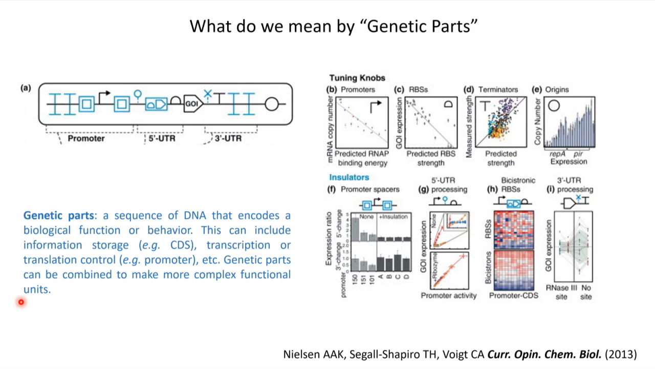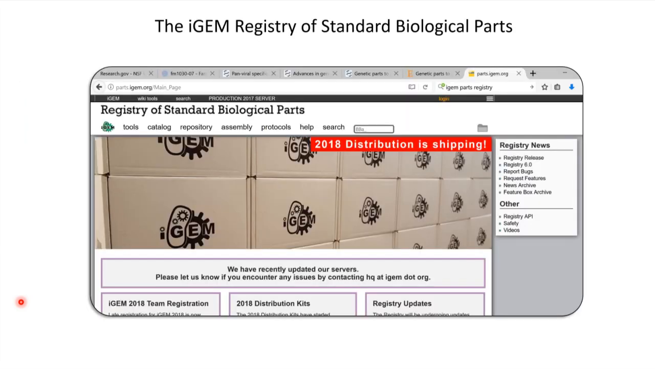These genetic parts and the functions they encode are reviewed in a number of papers, one of which is cited at the bottom of the slide, and I'll let you look up some of those citations on your own. I'll also mention that there are parts registries now, including this one, which is run by the International Genetically Engineered Machine Organization.